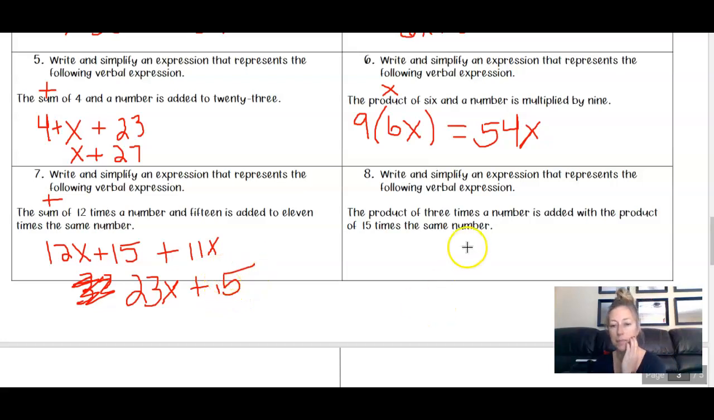Okay, last one. Product. Do you remember what product meant up here? It means multiply. So the product of 3 times a number is added with the product of 15 times the same number. That's it. 3x plus 15x is 18x.